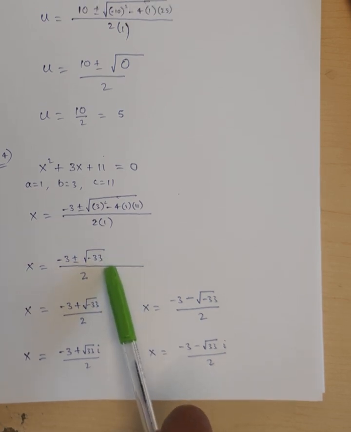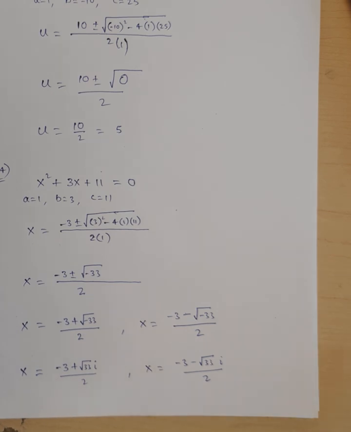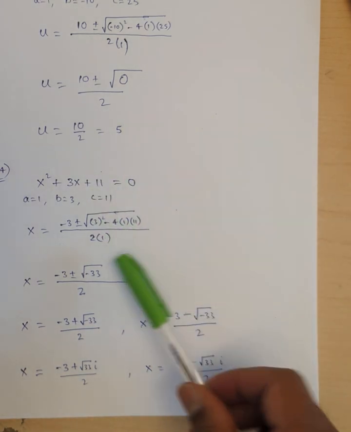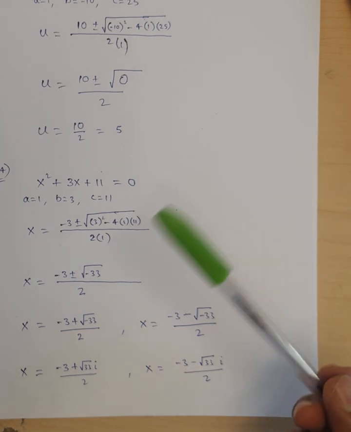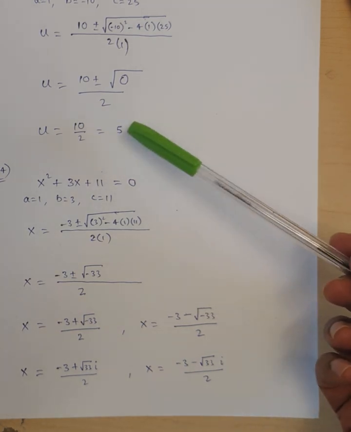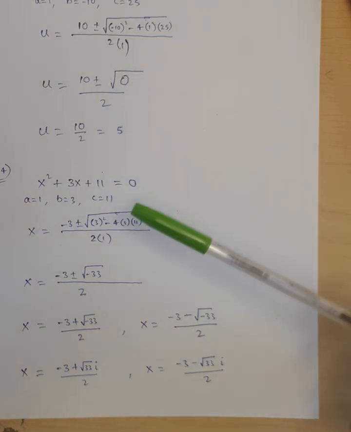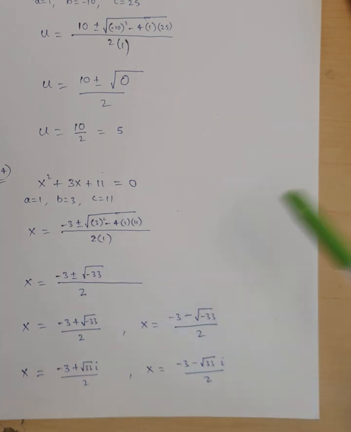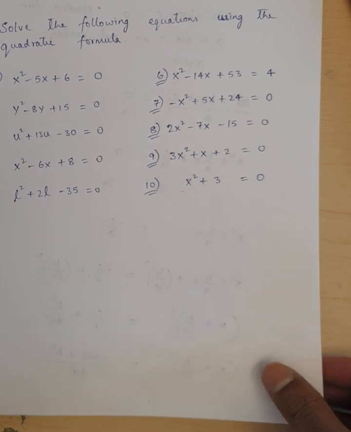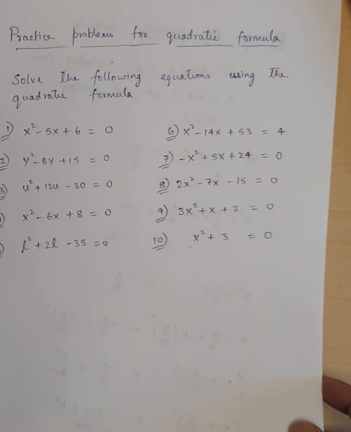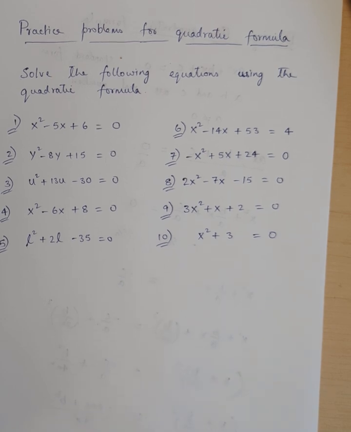So that quantity, b square minus 4ac, is the one that will decide whether we are going to have two real roots, like in the first two examples, or one real root, like here, when your discriminant is 0, and imaginary roots if the discriminant is negative. But we will have a video completely dedicated to that part, the discriminant, and we will look at examples over there. Now, here are the practice problems for the quadratic formula.